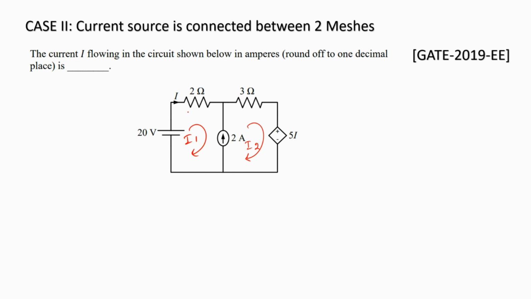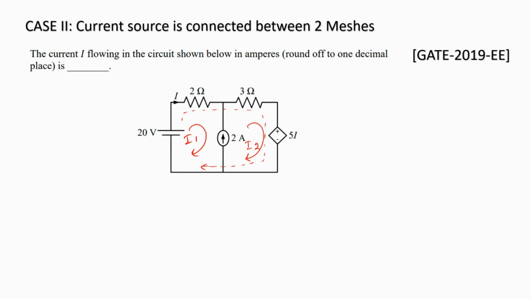a larger mesh, which I would represent by this dotted line. That forms our supermesh, which consists of this 20 volts voltage source, the 2 ohm resistor, the 3 ohm resistor, and this dependent voltage source, which is current controlled. So this is a current controlled voltage source. All these four components form my supermesh, where we have ignored the 2 amps current source altogether. Let us try to resolve this right now.